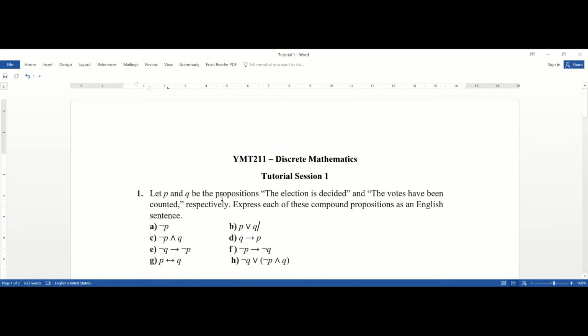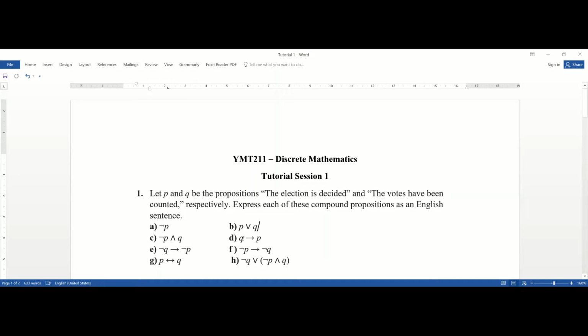Look at the proposition, the election is decided. Let's take A, the election is decided. If we want to negate it, it means not the election is decided. We don't say that in English. In English we say the election is not decided. So this is A. Let's take B, P or Q. The election is decided or the votes have been counted. As easy as it is. Not P and Q, not P, we just created it: the election is not decided, and the votes have been counted.